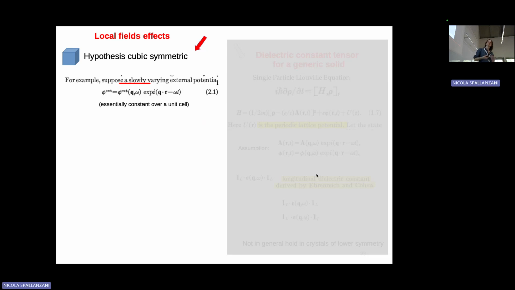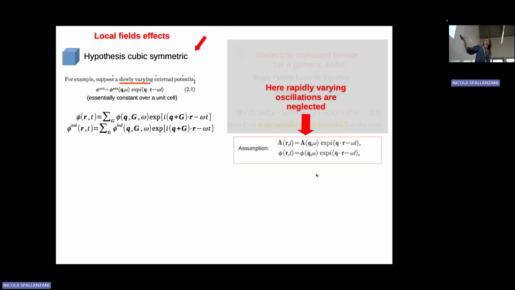Then the local field effects actually enter, because the macroscopic potential, which is an average over the material over a distance which is larger than the cell but smaller than the material itself, is different from the microscopic field, which instead can oscillate rapidly inside the unit cell. And this is expressed by the fact that the induced and the total potential have components Q plus G.